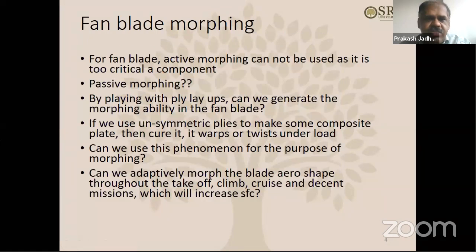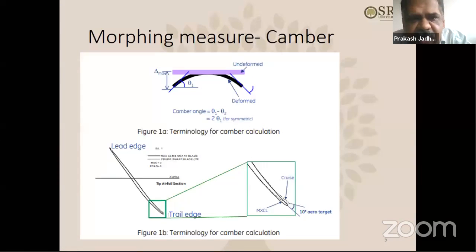Okay. So to come up with this morphing, how do you decide how much morphing the blade is doing, or what is the measure of morphing? Okay, so this is what it shows. Let me show you if I can access the annotation here.